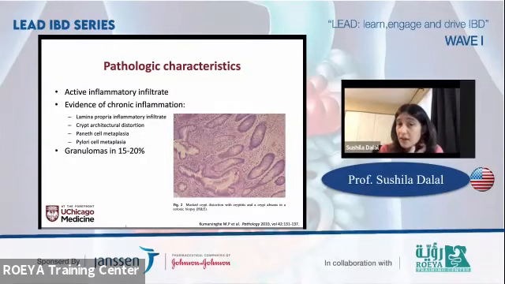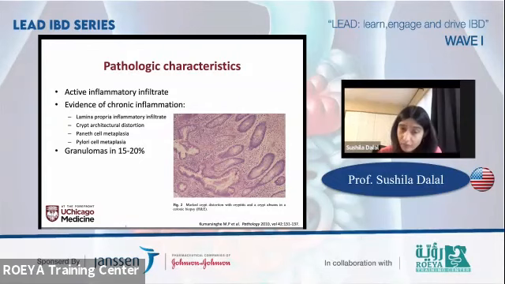Pathologic characteristics. I'm not a pathologist. I won't go too deeply into this, but one of the most important things to look for in your pathology report is that there's evidence of active inflammation right now, and that there's also evidence of chronicity, that this has been going on. In this picture, we see crypt architectural distortion. This tells us that there's been inflammation that has been coming and going because the crypts are no longer in nice, neat rows, but they're rather distorted, crooked, and in sort of a different pattern, showing that this has been ongoing inflammation. So we need to see both of those characteristics.